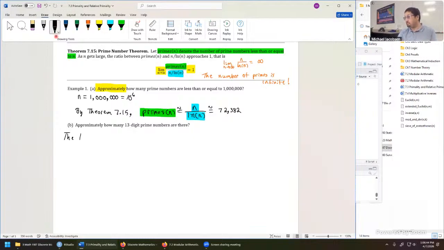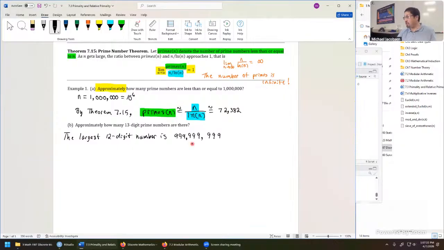The largest 12-digit number is, well, we could go 999,999,999,999, and there it is. It's 12 digits. We can't go one higher, or we're now at 13 digits. That's kind of an inconvenient number to throw in a calculator, but you can put that in a numerator and a denominator. But let's make one small approximation.